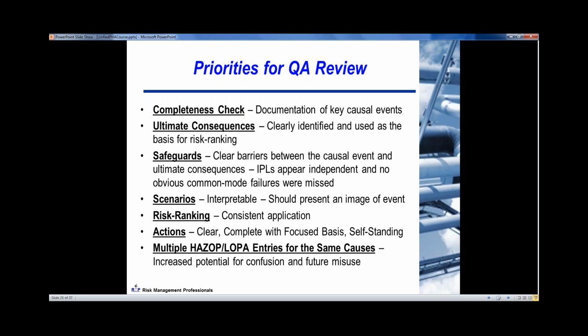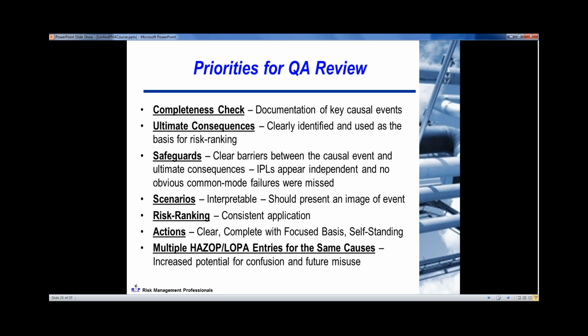So if you're trying to prioritize your QA review and really focus on things, do a completeness check. Anybody who has experience doing HAZOP or LOPA knows what is likely to be some of the more significant failures in a process unit. Look to see if those are included, making sure that key causal events were documented. Ultimate consequences. You can spot check it. You can look at all of them. It's really easy to find those consequences where they said compressor goes into recycle, and it's a clear indicator that they haven't gone through and really thought about the ultimate consequences.